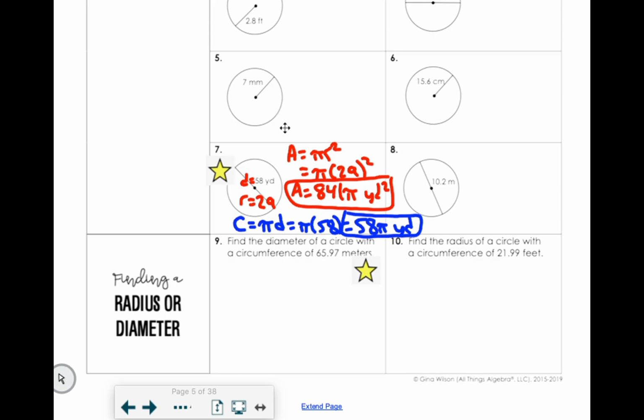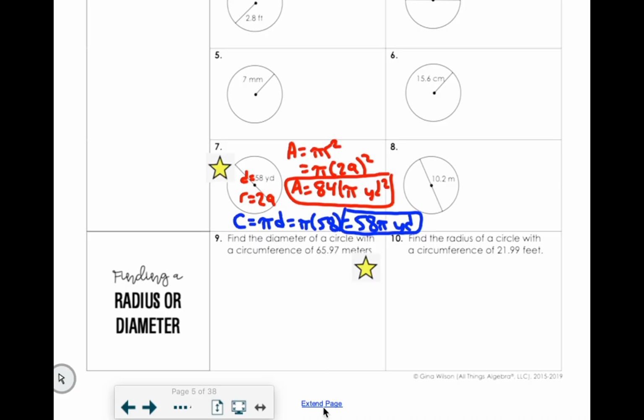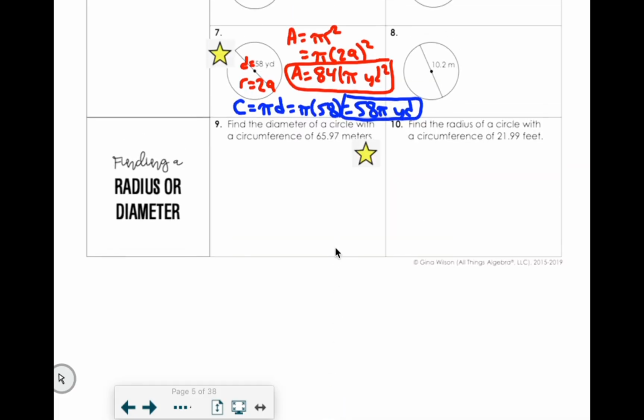Then find the diameter of a circle with a circumference of 65.97 meters. So what they're asking for is the diameter. We know that the circumference equals 65.97. We also know that the formula for circumference is pi times diameter. So we can take this 65.97 and put it right there. We have 65.97 equal to pi times diameter, and we just want diameter.